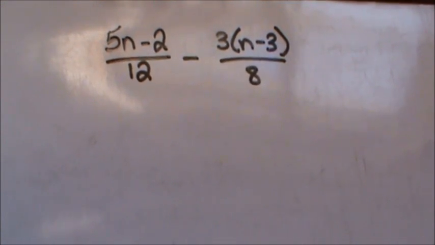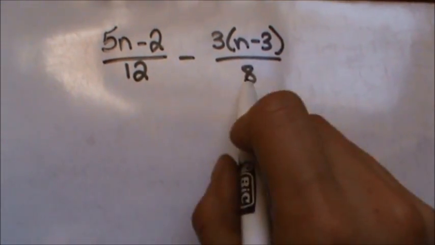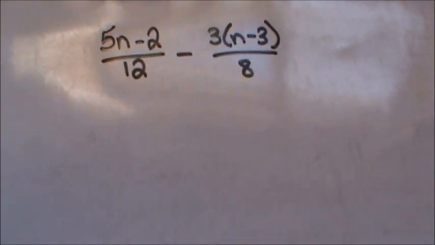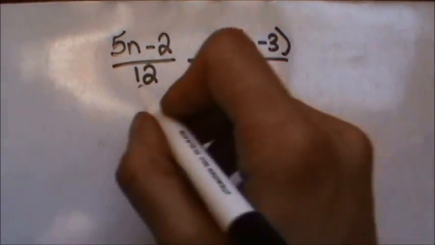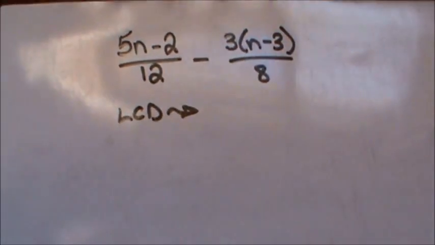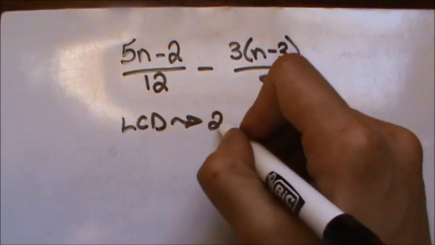Alright, let's try a harder one. This one definitely does not have common denominators, so before I even think about subtracting them, I need to rewrite the fractions. Lucky for me, the denominators are just plain old numbers. Finding the LCD is relatively easy.